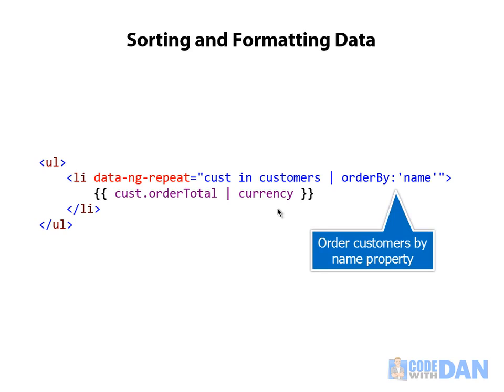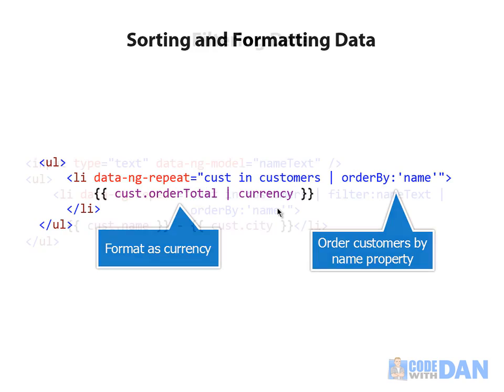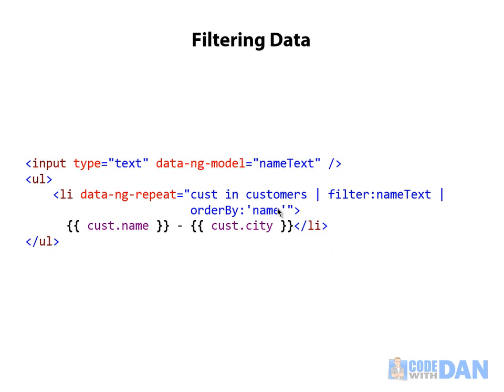So we have the order customers by name property, and then we have the format as currency, and this makes it really, really easy to work with these. You'll notice that I'm not even writing JavaScript code, and yet I'm able to filter, I'm able to sort, and I'm able to format.